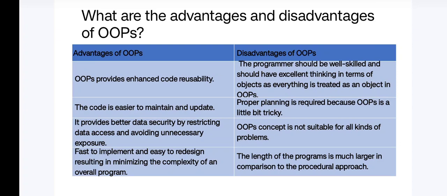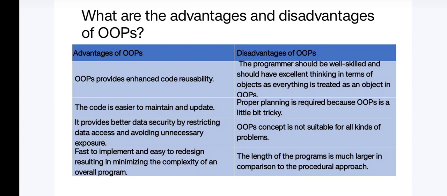Okay, so next disadvantage we'll see: proper planning is required because OOPS is a little bit tricky. Why are we saying this? As you know, we are going to create classes and objects, and on the basis of those, we are going to perform our actions. So in OOPS, if we are creating classes, we should have prior knowledge of it. Like, we have this many objects, we have a vehicle object, we have a car class. We have to know these things prior. Prior planning is very important. So proper planning is required, because OOPS is a little bit tricky.